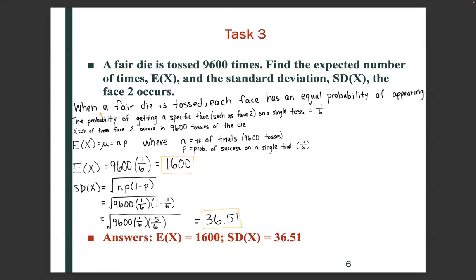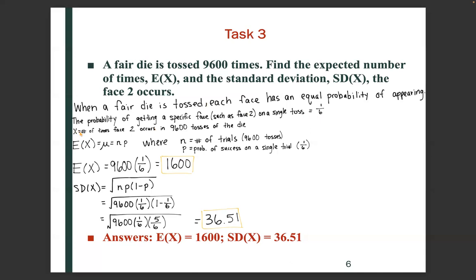So when a fair die is tossed, each face has an equal probability of appearing. So the probability of getting a specific face, such as face 2, or 2 dots on a die, on a single toss is 1/6. It's 1 over the total number of possibilities, and there are 6 possibilities.